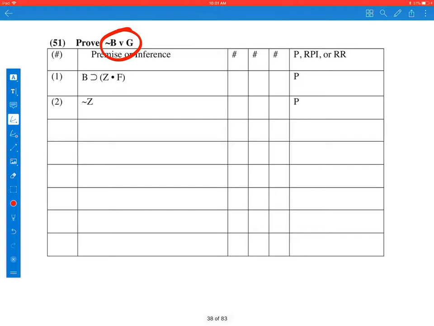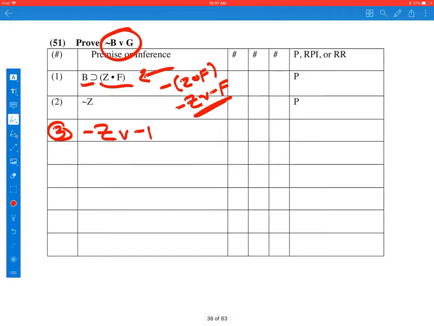Okay, not B, or G. That's what I got to get. Of course, can get a not B from here, provided I get the opposite of this consequent, which would be not Z and F. And write a mental note. That's the same as not Z or not F by De Morgan's. So I can get to this from 2 by addition, not Z or not F, 2 addition.